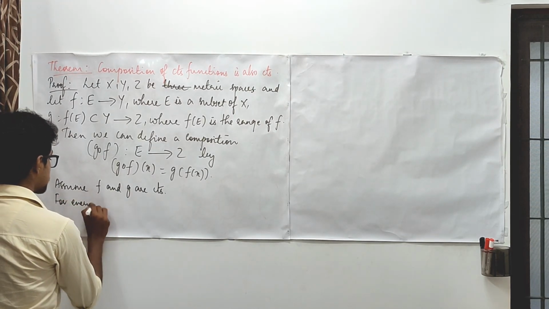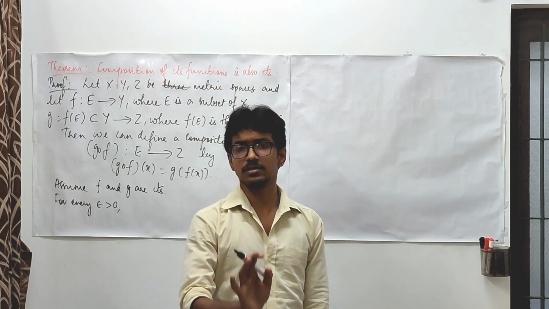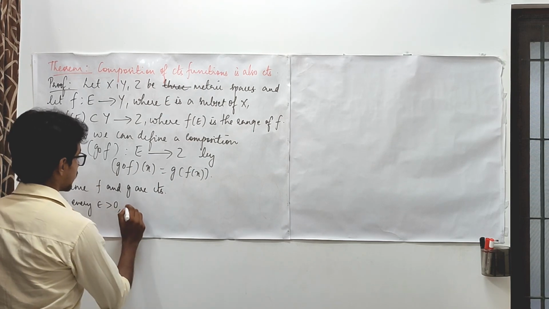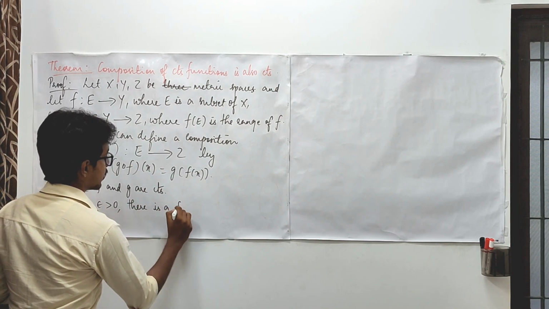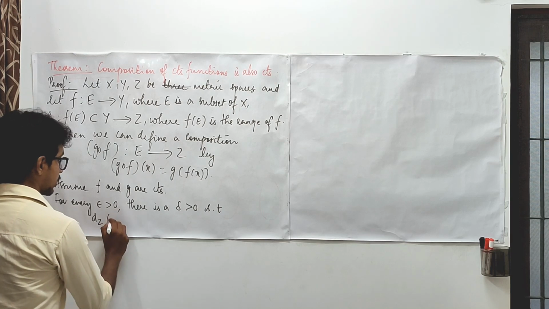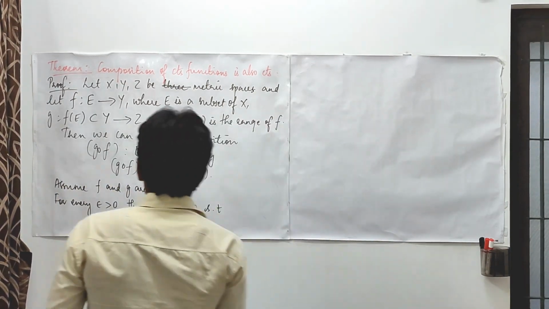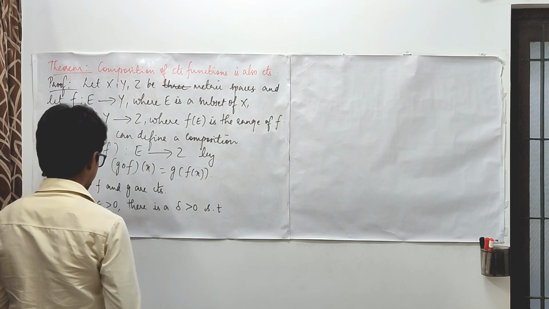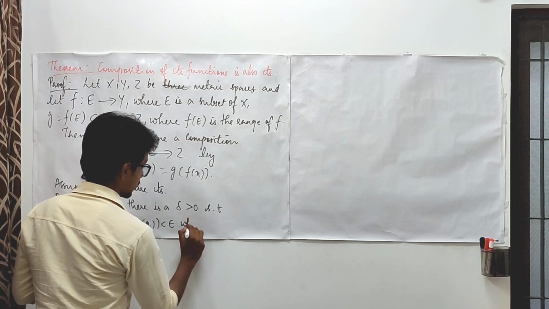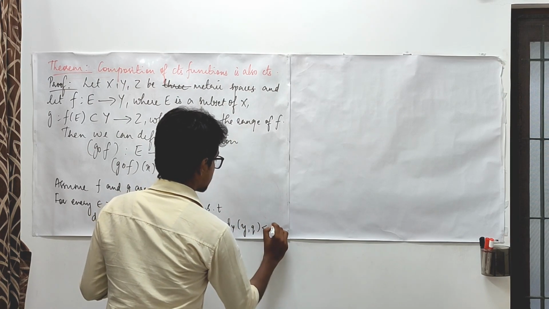Now for every epsilon bigger than 0, since f and g are assumed to be continuous, I am just going to make use of the definition of continuity. Let me make use of the continuity of g. So for every epsilon greater than 0, there is a delta greater than 0 such that dz of g(y), g(q) is less than epsilon whenever dy of y, q is less than delta.